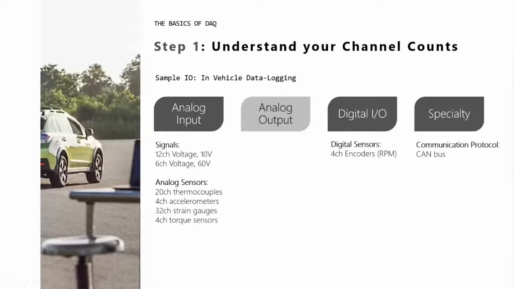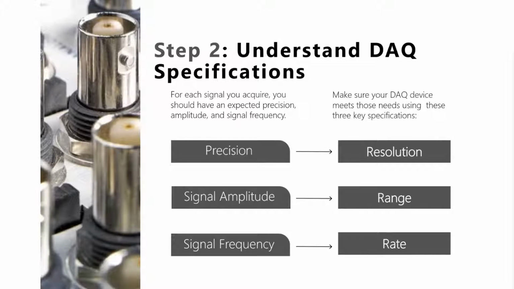Now, you've already been familiar with understanding your channel counts. So first, when you're starting up a system, make sure that you understand the output that you want to have, the overall acquisition that you want to make, and then identify your sensors and signals, and then bucket them into different types of analog input, output, digital input, output, and specialty. And then once you know those data, you now dig in deeper and understand what resolution you need, what range you need, and what rate you will go through.